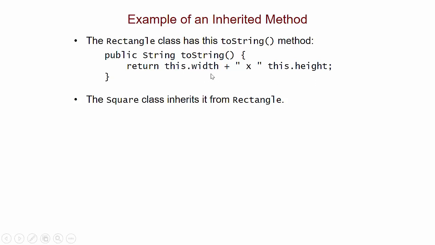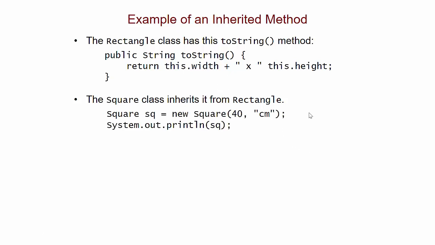And in this case, we've decided to make that string include the dimensions of the rectangle with an x in between the two dimensions. Like any other method from the superclass, it's inherited by the subclass. So the square class gets this toString method. And so if we go ahead and create a new square object, which is what I'm doing here, and we assign it to a variable sq, if we then print sq, remember it turns out that the toString method gets called on our behalf. We don't have to call it explicitly.